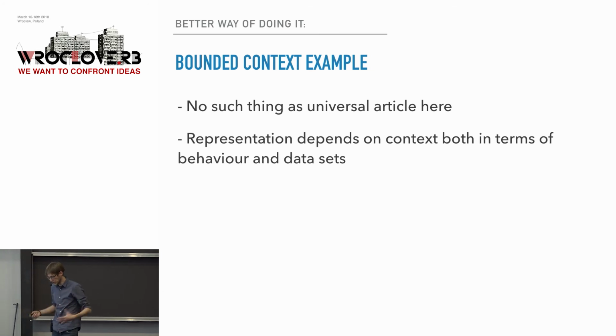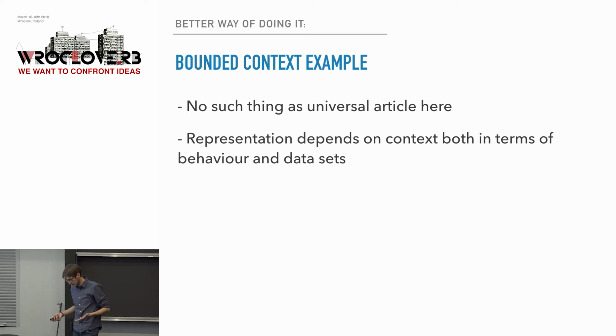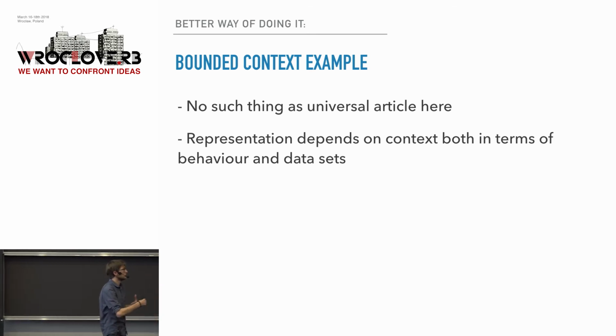So there is no such thing as a universal article here. The first one is a true article and the second one is a kind of fake temporary article we'll be using for moderation. No, they are both correct representations, and they are both fine. And the trick is that representation depends on context, both in terms of behavior and data set. So it is important. We are not only showing different fields, the actions can be different, right?